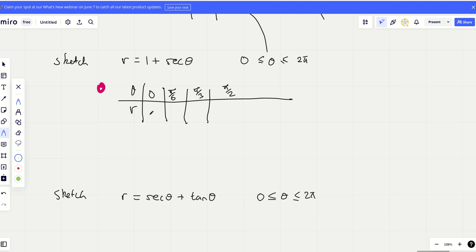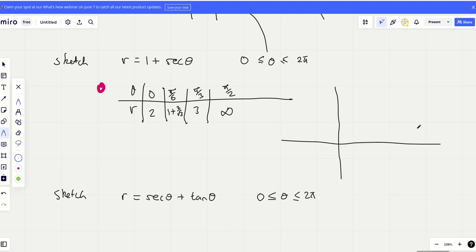Cos of 0 is 1, so 2. Cos of pi over 6 is cos 30, so that's root 3 over 2, so 2 over root 3, so 1 plus 2 over root 3. I only really want the decimal to plot it. Cos of 60 is a half, so 1 plus 2, which is 3. And then cos of pi over 2 is 0. Oh, infinity. There we go. We've got our problem with infinity again. What's that going to do to the curve? Let's start drawing it.